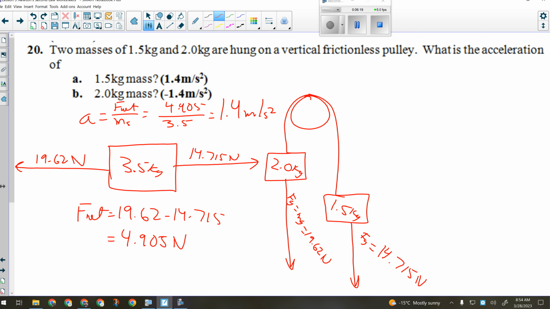The 1.5 kilogram mass will go up at 1.4 meters per second squared, and the 2 kilogram mass will go down at 1.4 meters per second squared. Questions? So you'd still be right if you said the 1.5 kg was negative and the 2 was positive, because as long as one's positive and one's negative, it'd still be right. You would have to define those directions. Down isn't usually positive, so you'd have to say down equals positive, just so that I knew. You're better off to say down and up.